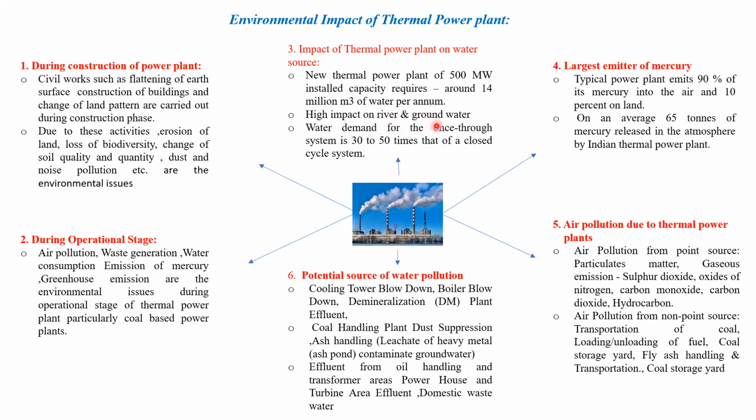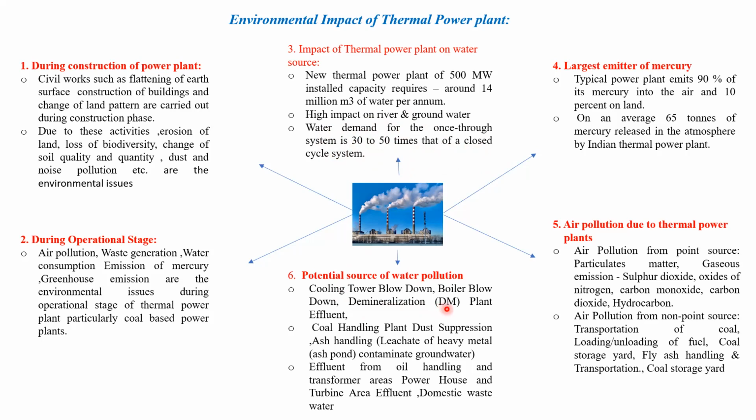Then there is high impact on river and groundwater. Water drawn from a once-through system is 30 to 50 times that of a closed cycle system. Once-through means the water is used once, and after the condenser, the hot water is sent back to the river, lake, or pond. So there will be more water consumption in such power plants.